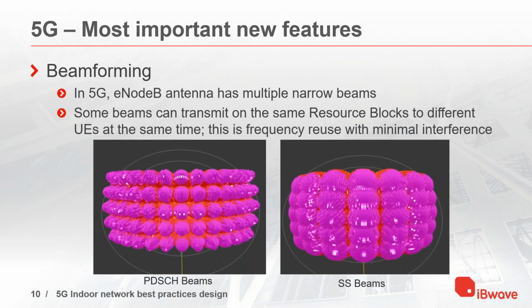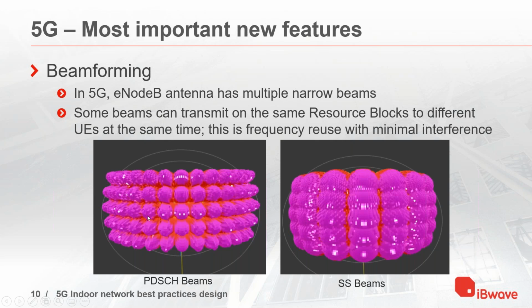And then the last most important new feature is beamforming. In 5G, the eNode B antenna has multiple narrow beams, and that is now a part of the standard. Those narrow beams can transmit on the same resource blocks to different UEs at the same time. And this is called frequency reuse with minimal interference.